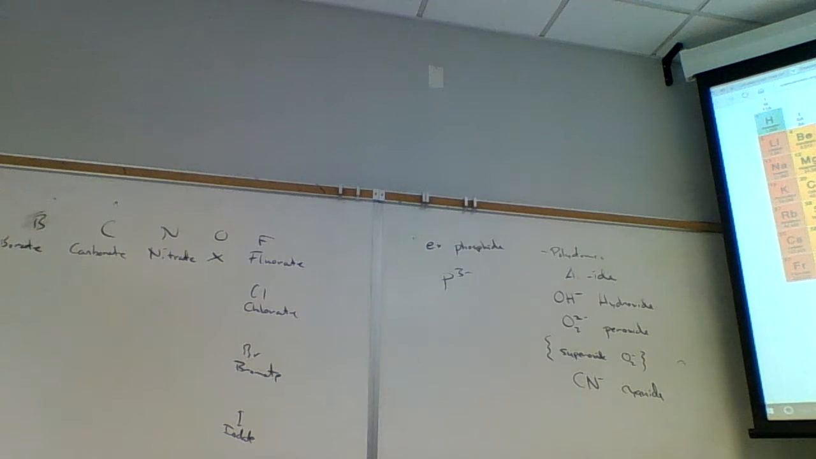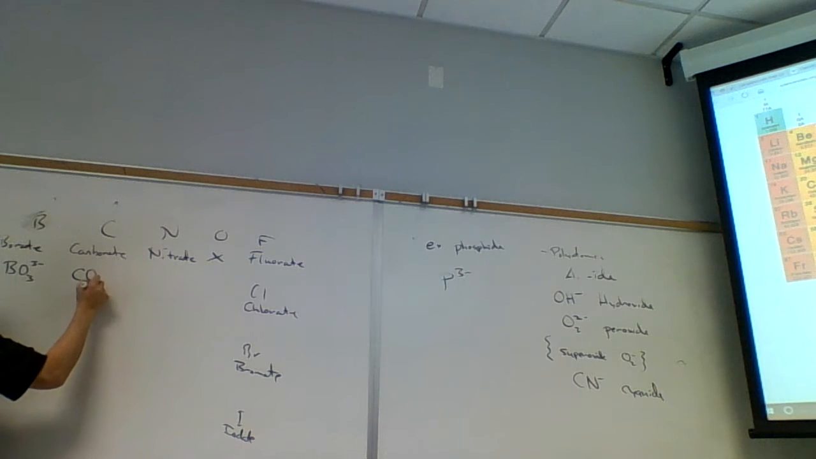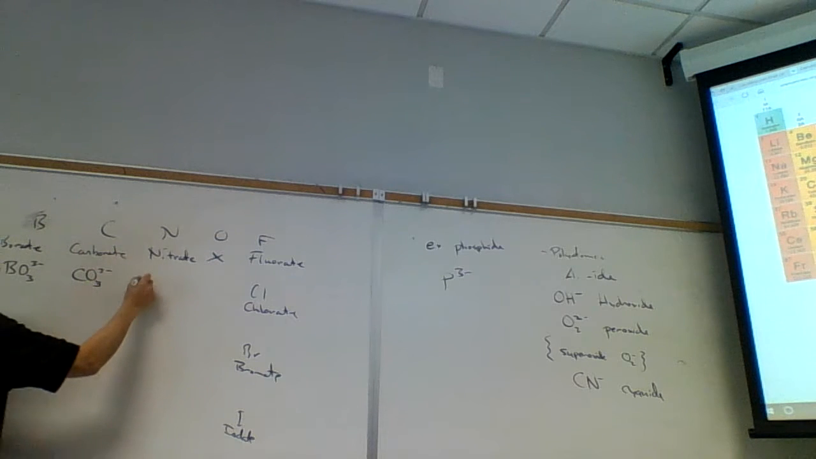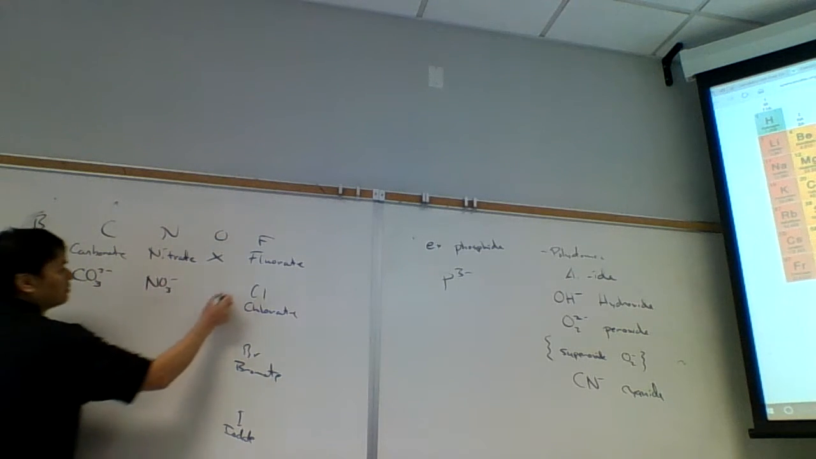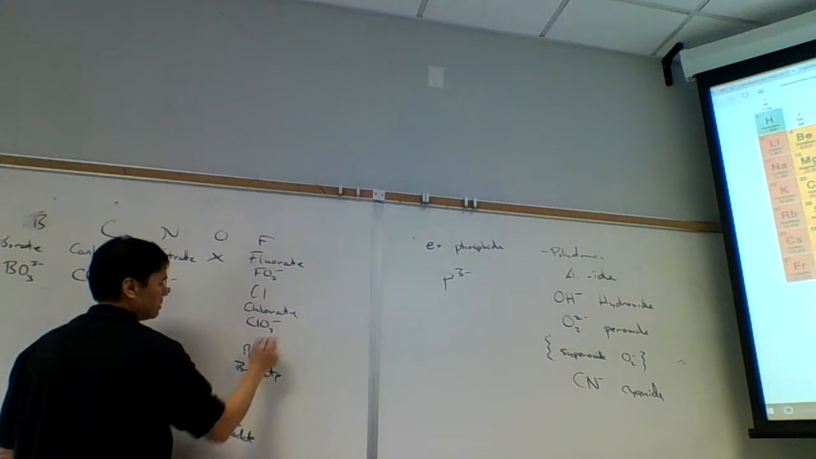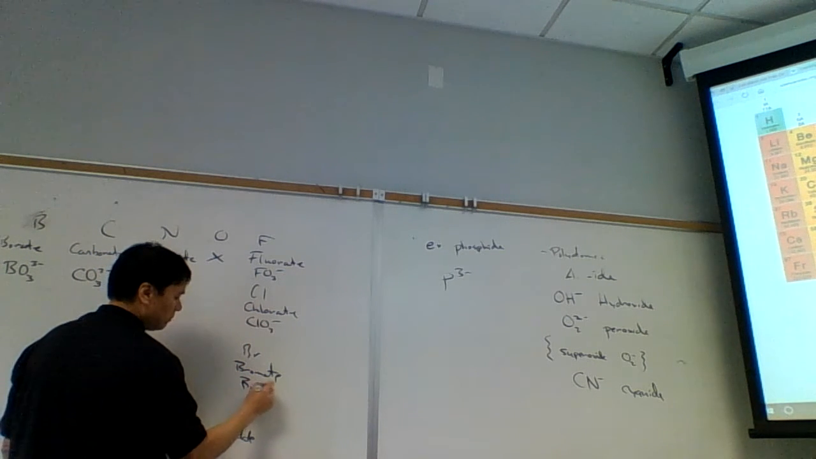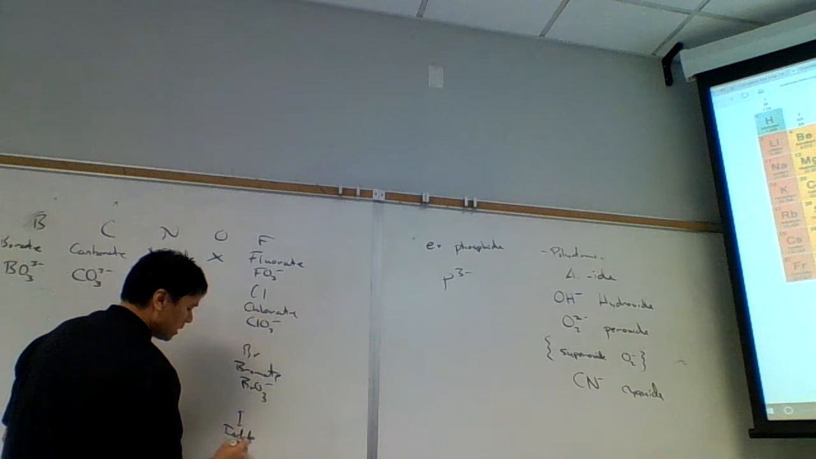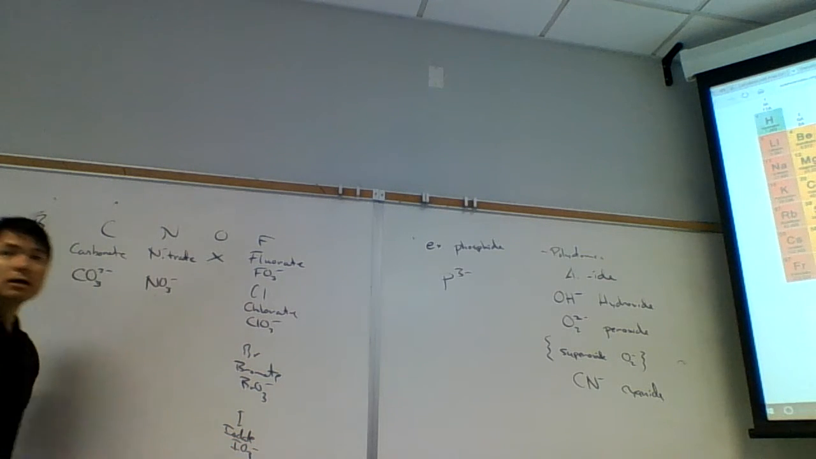Now let's take a look at the formulas for these. Borate is BO3. So we have one boron, 3 oxygens, and the whole thing is 3-. Carbonate is CO3 with the charge 2-. Nitrate is NO3 1-. Fluorate is FO3 minus. Chlorate is ClO3 minus. Bromate is BrO3 minus. And iodate is IO3 minus. Do you see a pattern?